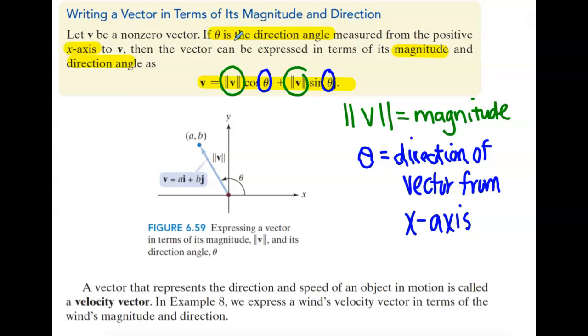So here's an example of a vector. Here's the origin. Here is our vector as a linear combination. The direction at which it goes, it starts at the x-axis, and then the length of the vector is how long that vector is in that notation.